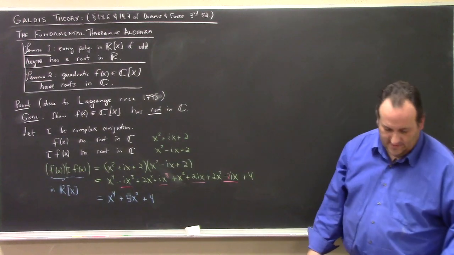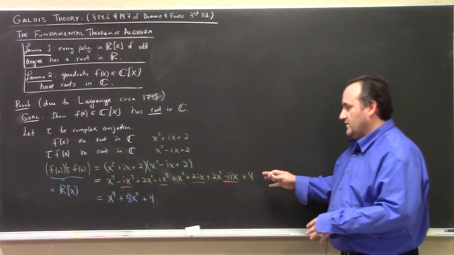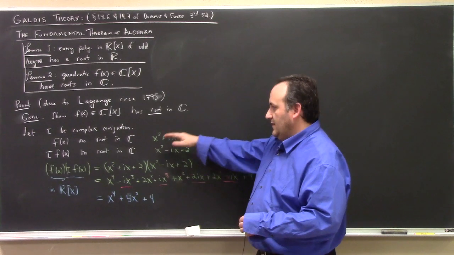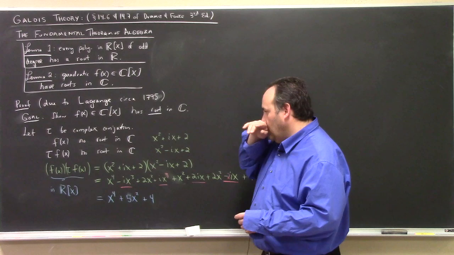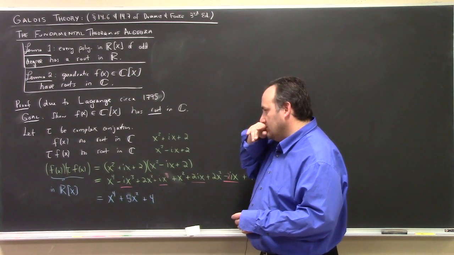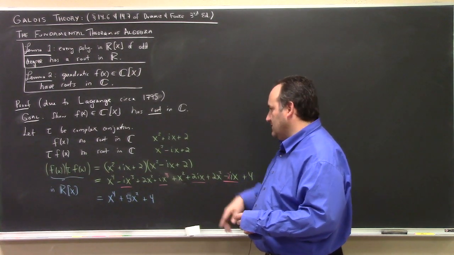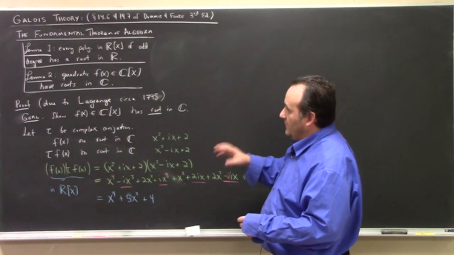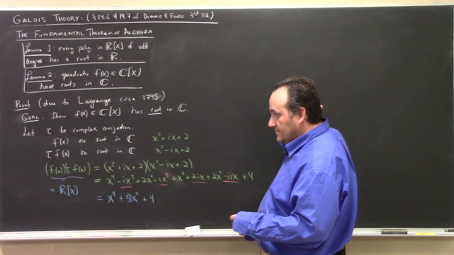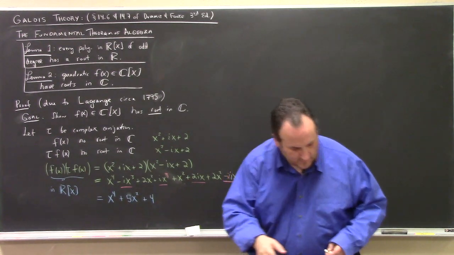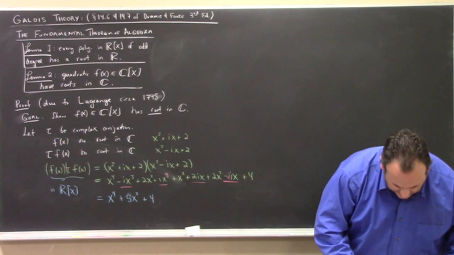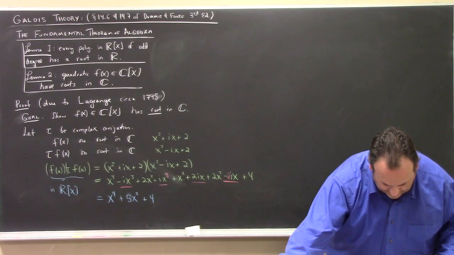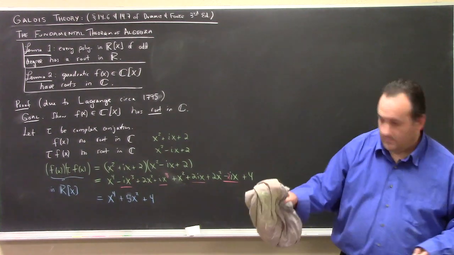Yeah. So what this argument shows you is that because any complex polynomial gives rise to a corresponding real polynomial, it suffices to prove that every real polynomial has a root in C. Sorry, lost my place. Okay, so let's do it then.